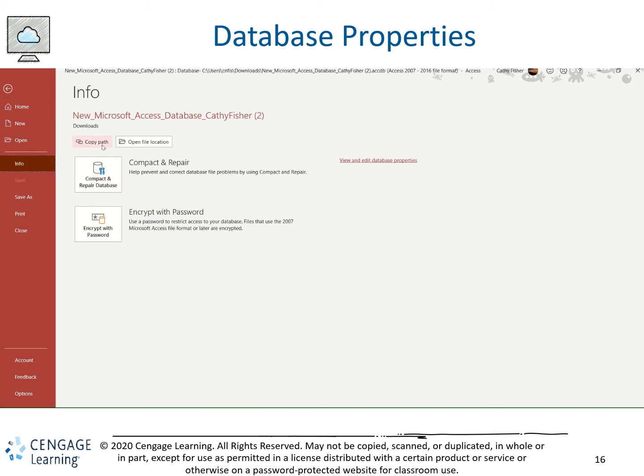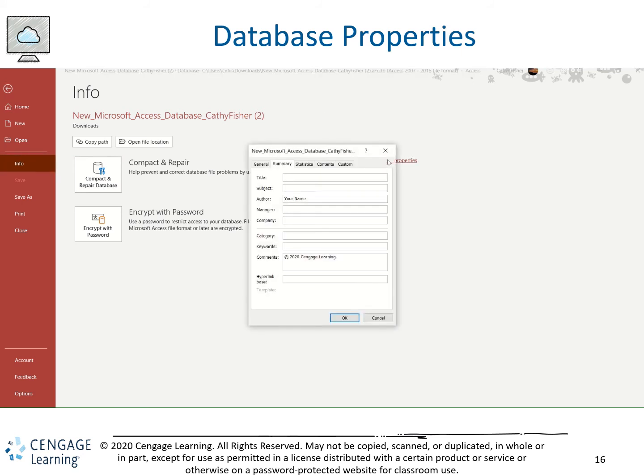We can copy our file path, which is really quite handy when we're not sure really where this is saved, but we want to share it with somebody else. We can copy that. We can open our file location so we can see where it is. We are going to look at compacting and repairing a database and encrypting with a password. And we can also view and edit our database properties.